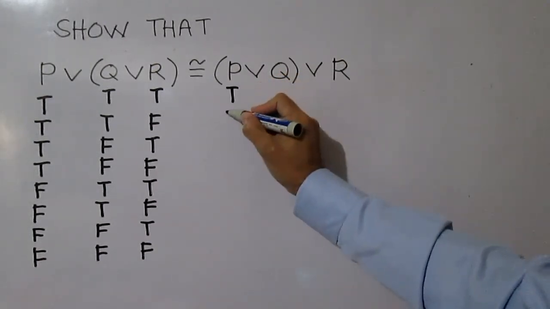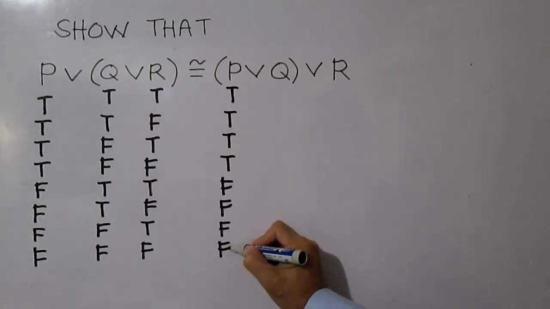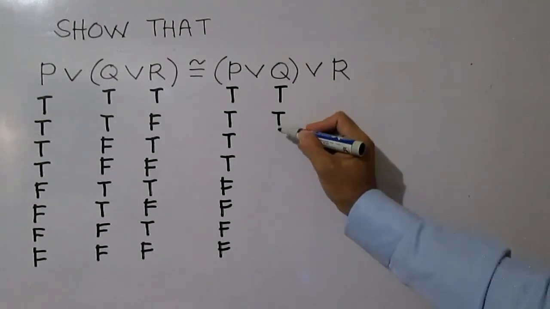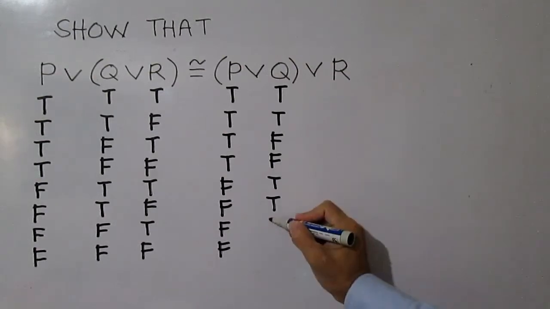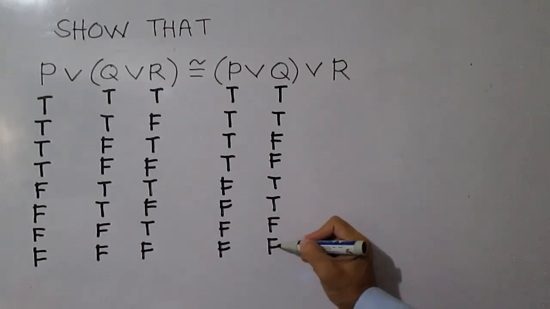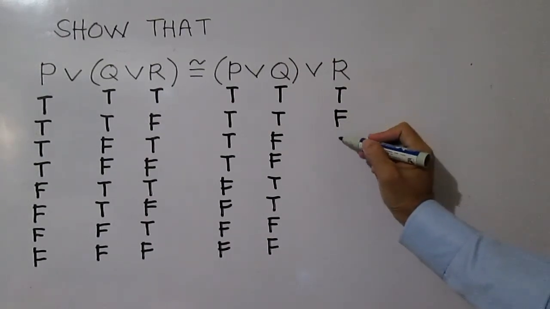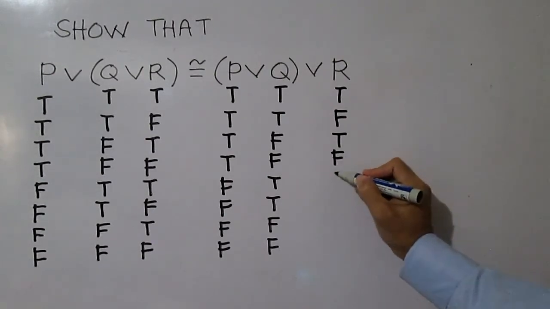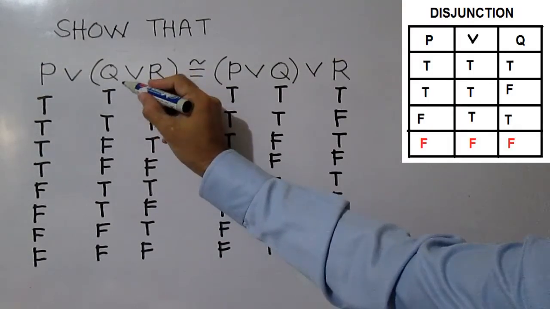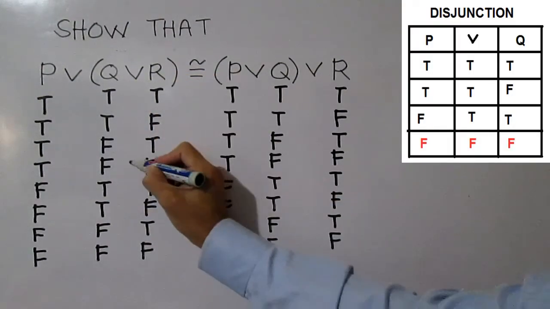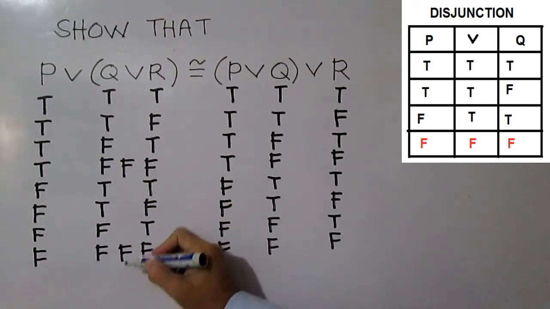Here just copy P. Copy Q. Then R. Q or R. Remember that if both statements are false, then it's false. The rest are true.